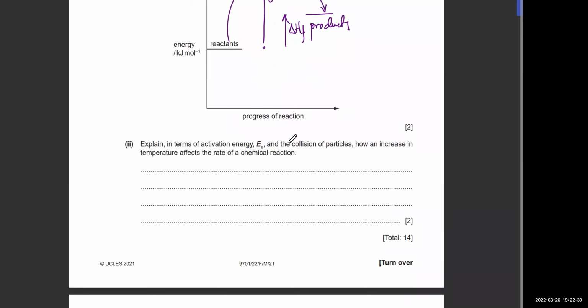Yes, explain in terms of activation energy and the collision of particles, how an increase in temperature affects the rate of a chemical reaction. So what happens is that if you increase temperature, then more particles will have energy greater than the activation energy, because they're using the word activation energy, so you would have to refer to it in terms of activation energy. So more particles will have energy greater than activation energy.